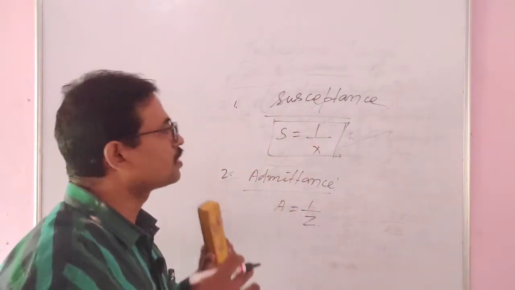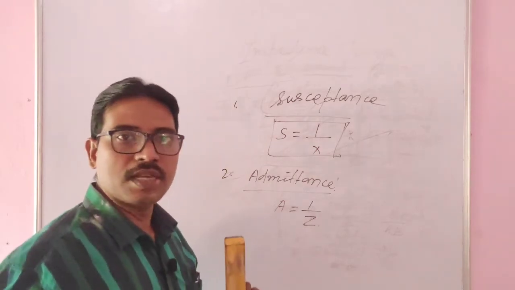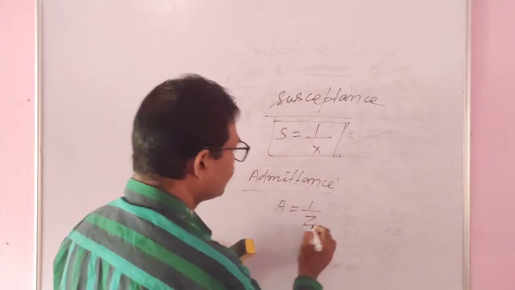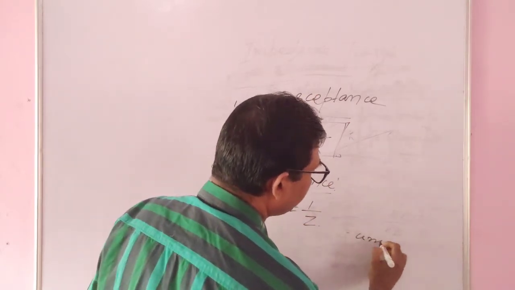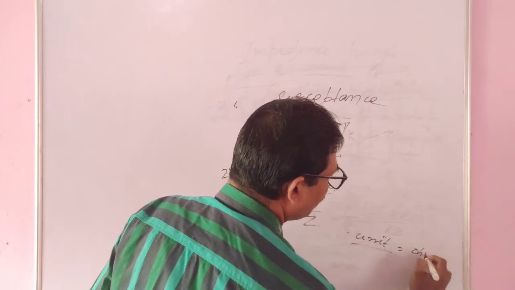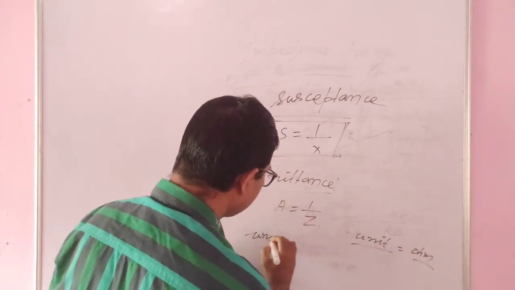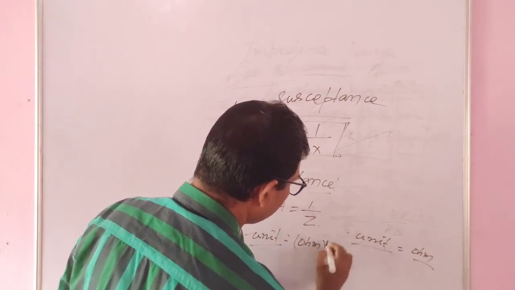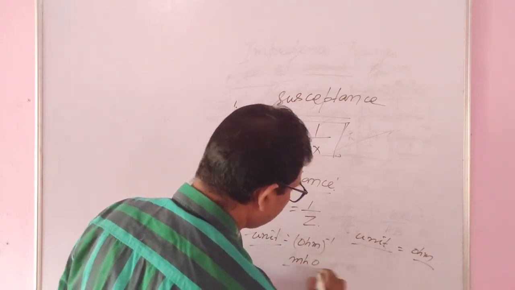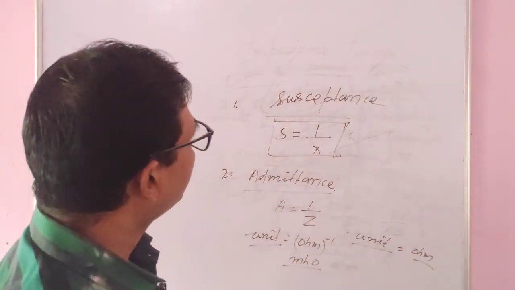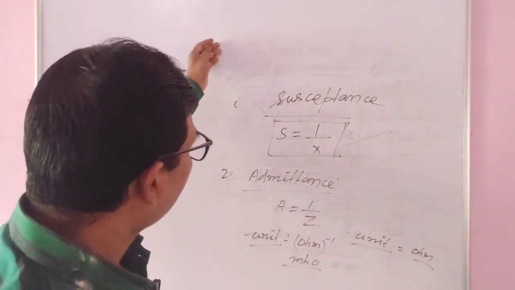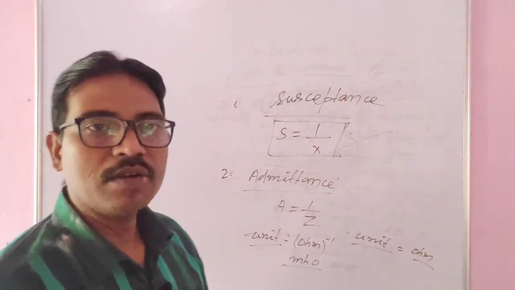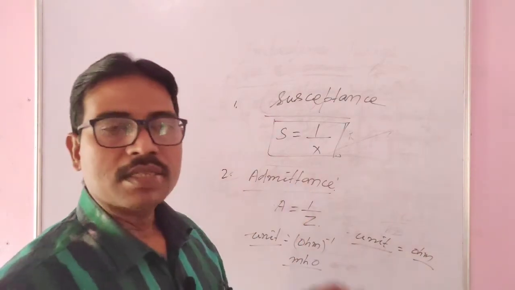But the question is, what is the unit of resistance? Ohm, as it is an opposition factor. So the unit of impedance is also ohm. But here the unit is ohm inverse, that means mho, you can say. So you have to remember these important factors.